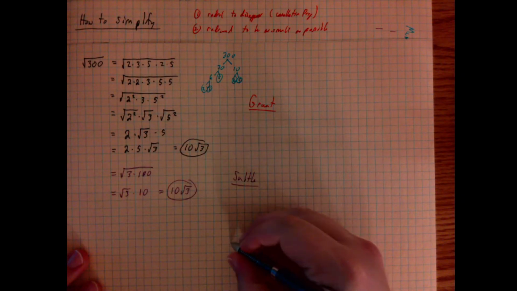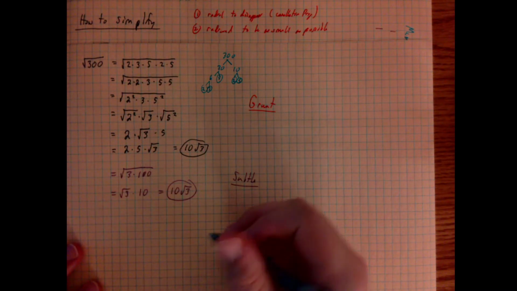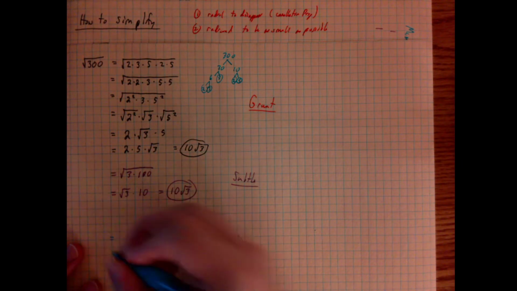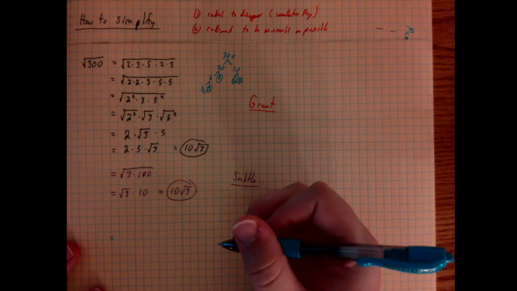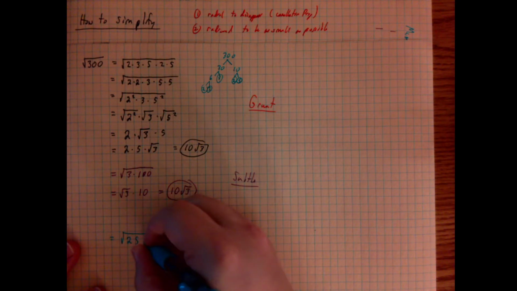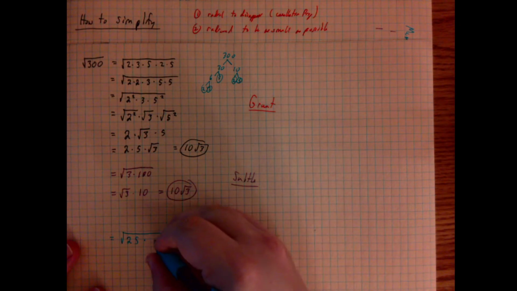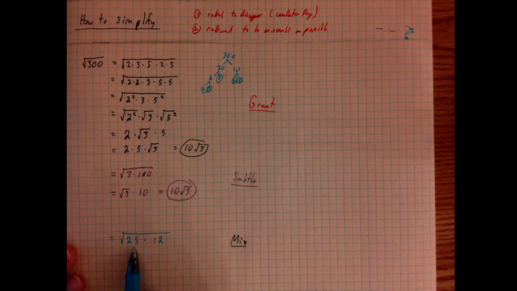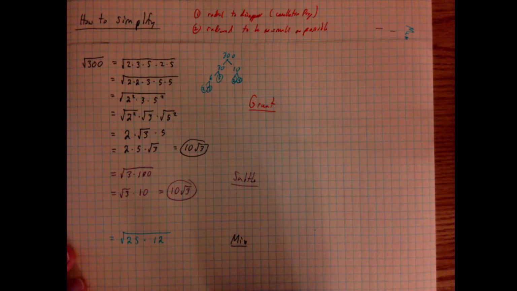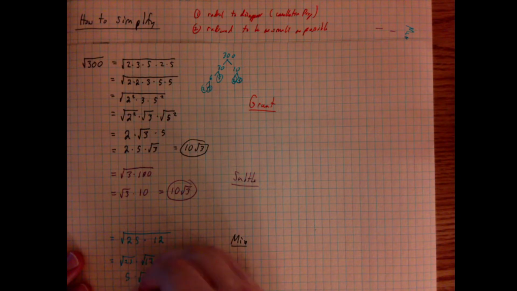This is kind of like the mix. You could break 300 down one more time into, let's say, 25 times 12. 25 times 12 is 300. But here's the thing. If I break this down between the square root of 25 times the square root of 12, this will become 5 times the square root of 12.